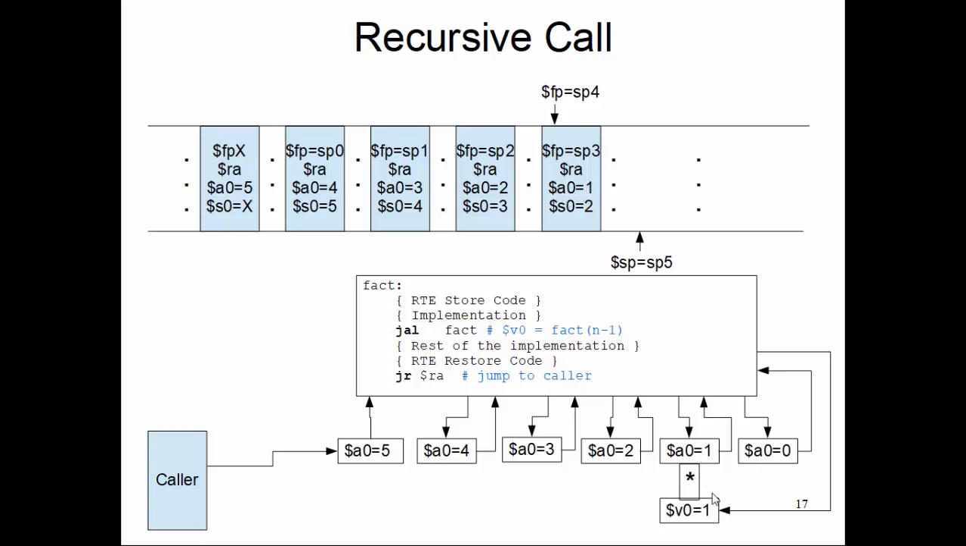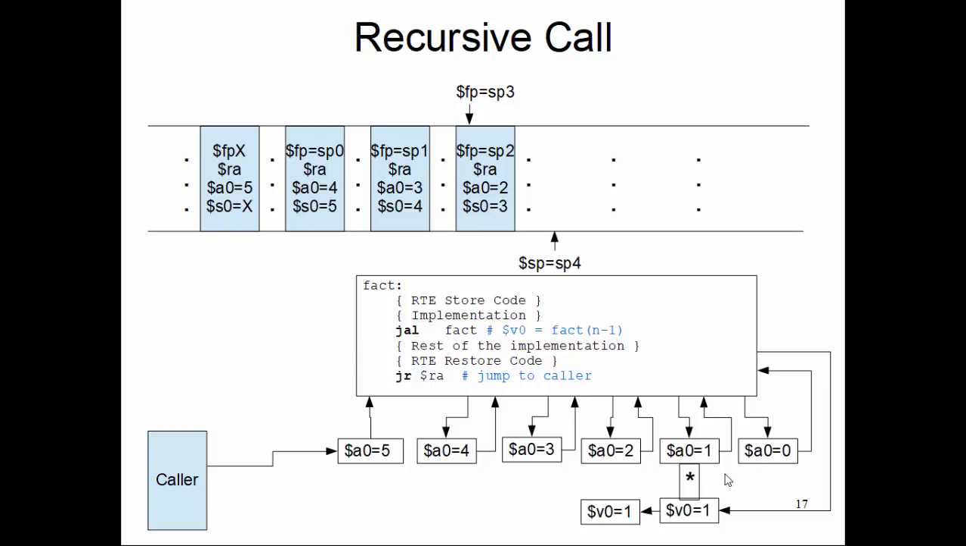Sorry, RTE store and RTE restore. That's what popping the frame means, right? We are pushing the frames into the stack and popping the frames from the stack. We're practically storing the RTE and restoring the RTE. So it returns 2, then A0 multiplied by 3, pop the frame, then V0 returned from that instance of the call as 6, multiplied by 4, pop the frame, and return 24.